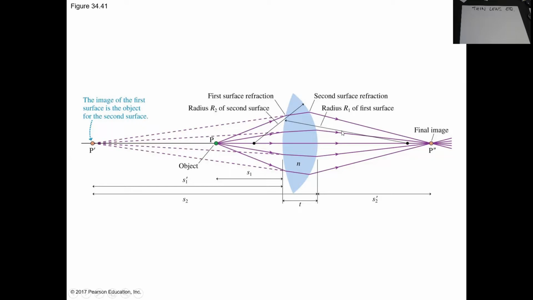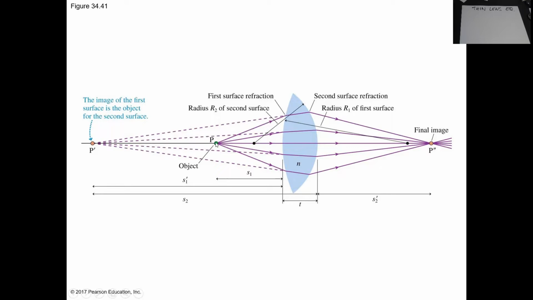And maybe the trickiest thing about this, if you haven't thought about it yet, is that the image formed by the first face of the lens will become the object for the second face. Let me repeat that one more time. The image from the first face becomes the object for the next face. So S prime, the quantity we normally call the image, is going to be S for the second face.